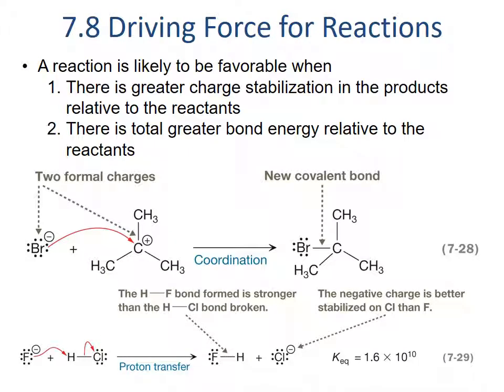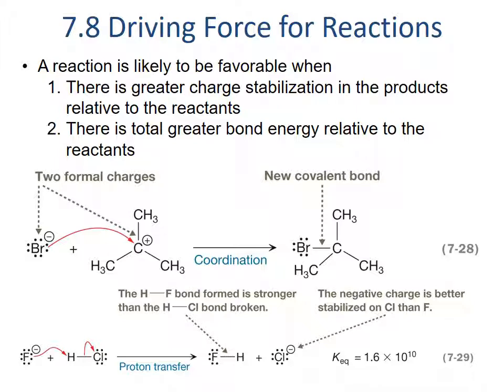Remember from our discussions in chapter 6 that reactions tend to be favorable when there is greater stabilization of charges, that is, more complete octets and greater total bond energy. The first reaction shows a highly favorable coordination step, where the octet is completed and 2 formal charges are eliminated. The second reaction shows a fluorine, which can stabilize a negative charge somewhat, replacing a chlorine, which is larger and can better stabilize the negative charge.